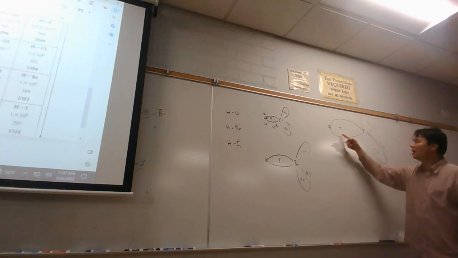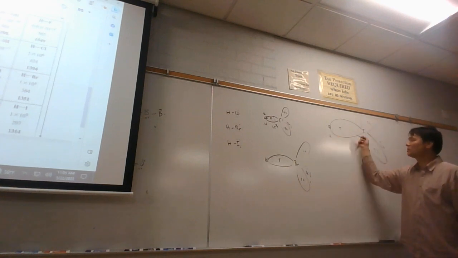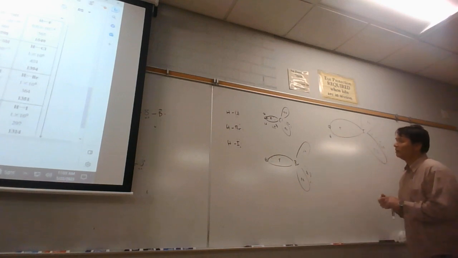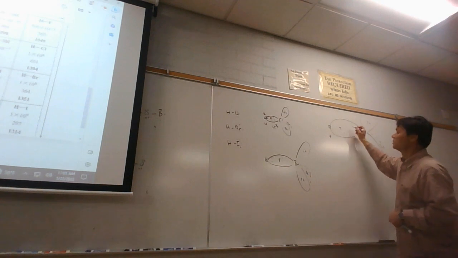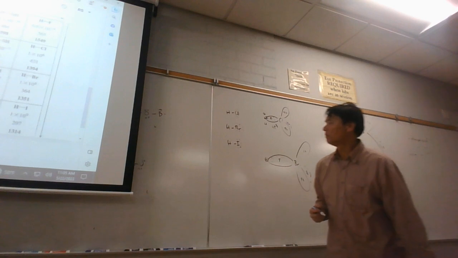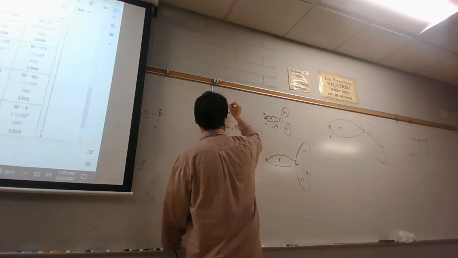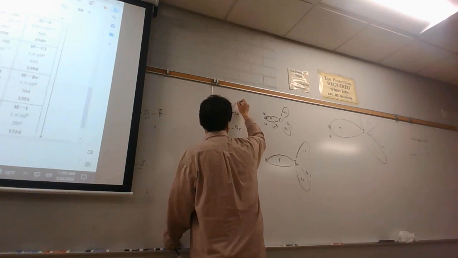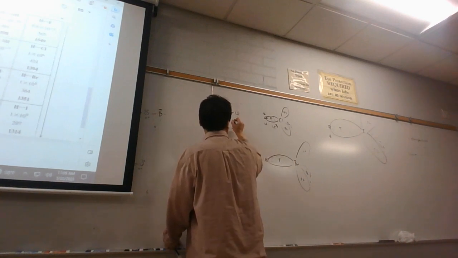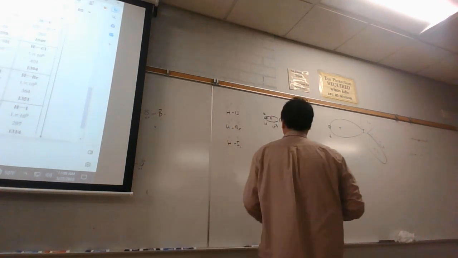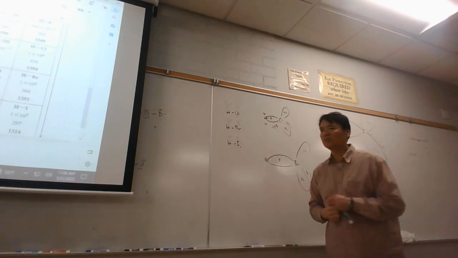So the HI bond is going to be the longest and the weakest. The HCl bond will be the shortest. However, we also have to look at polarity. Looking at polarity, which one's going to be the most polar out of these three? HCl is going to be the most polar.